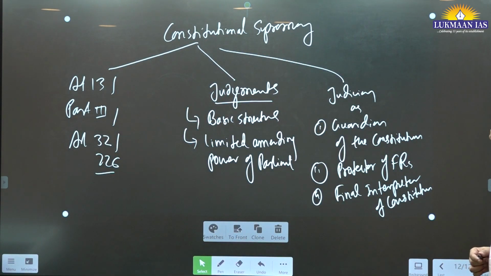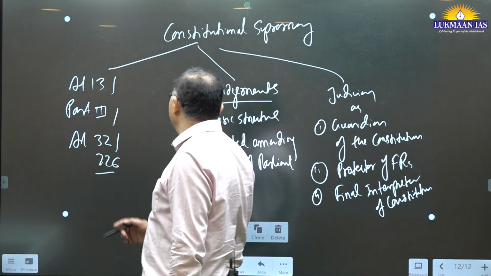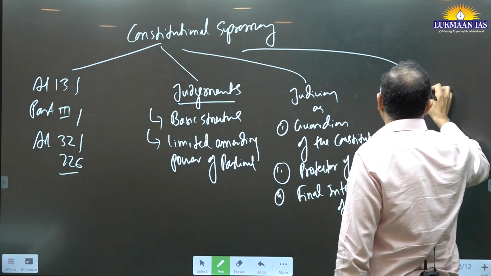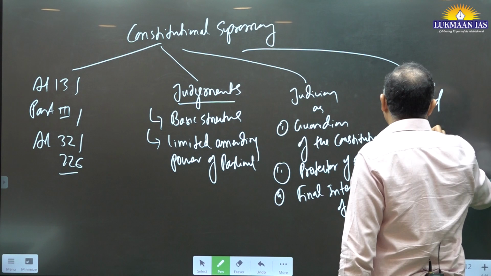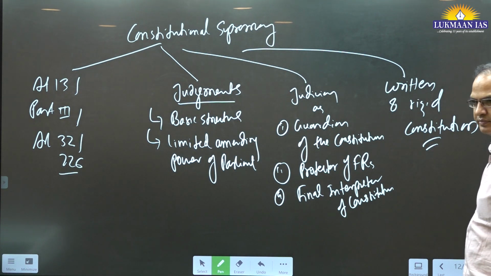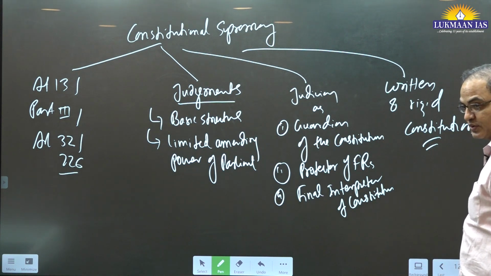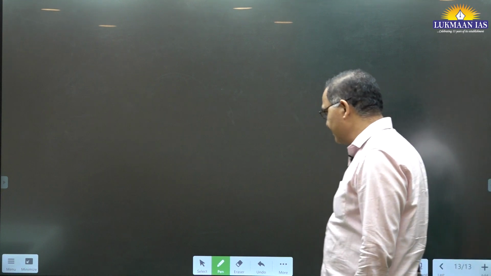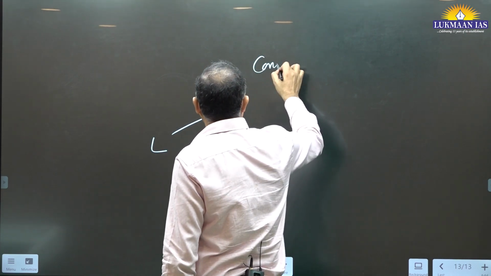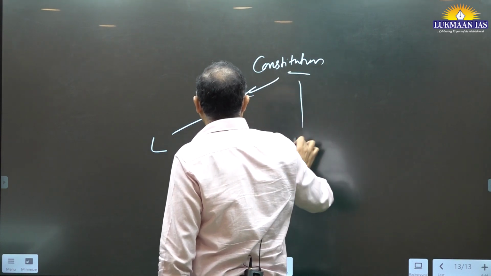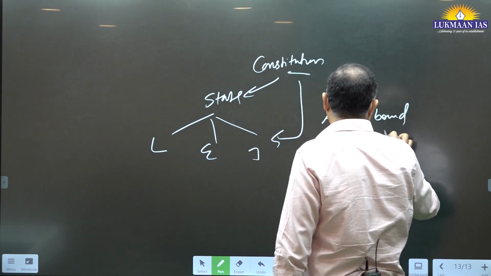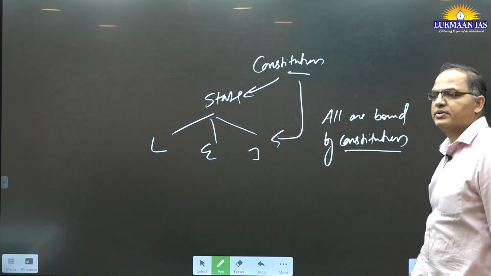Yes. Written constitution, yes, that can also be. Written and rigid constitution, right? What does it mean when we say constitutional supremacy? We have a state. The state has three organs: legislature, executive, judiciary. All are bound by the constitution.